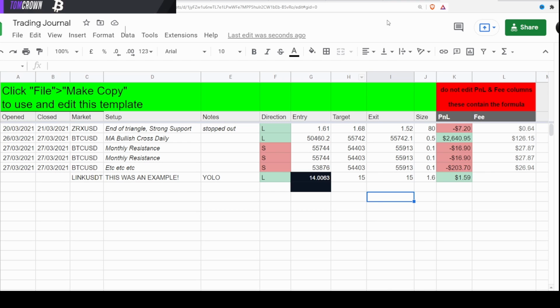Just like learning to ride a bike, it's a little dangerous to just hop on. We put on the training wheels, we get used to the controls, to turning left, to turning right, to slowing down, speeding up. And that's what we're going to do here with the testnet and the trading journal.